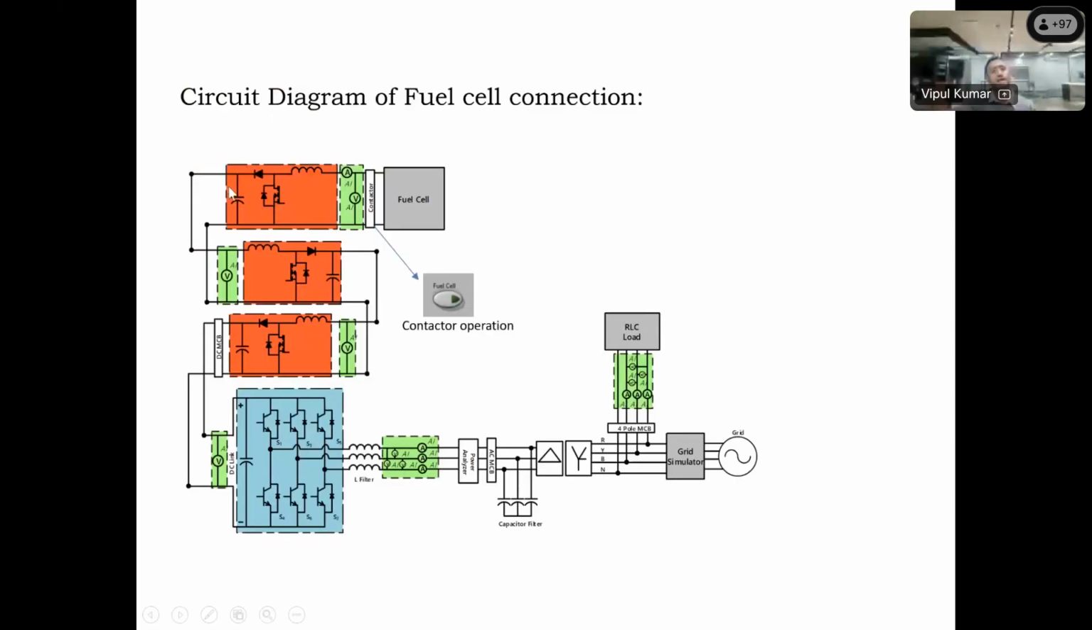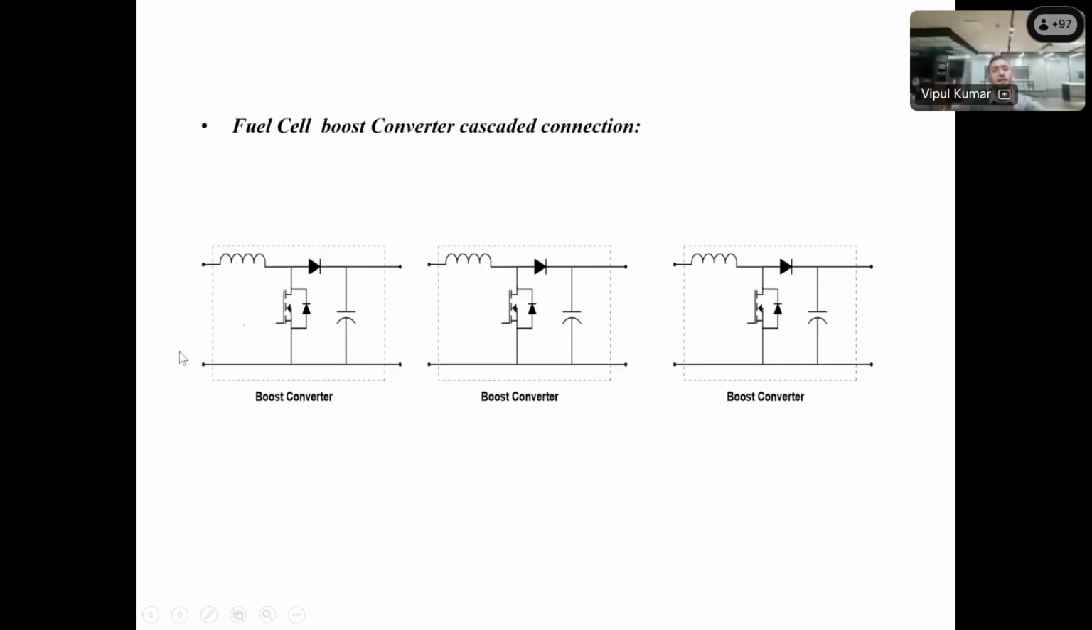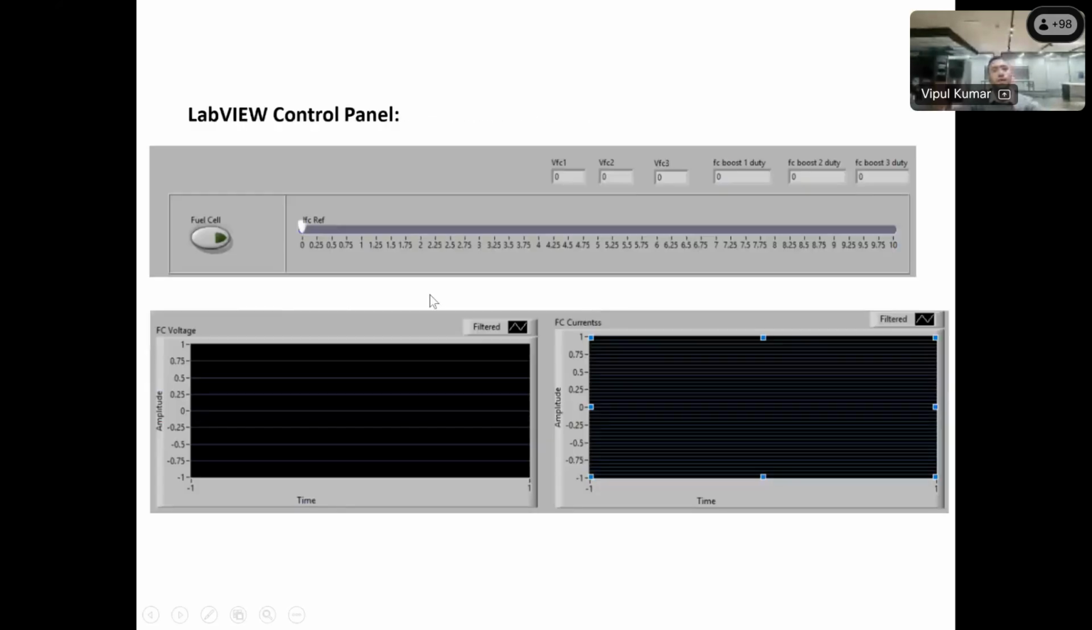So you can see this is the cascade 3 boost converter in red color. Everywhere we have put voltage sensors, and that cascade 3 converter is connected to the grid through an inverter. This is the cascade boost converter for fuel cell control. So whatever amount of current you want to give, like 1 to 10 ampere, if you turn on the fuel cell and set the current, that current will match the reference current. Okay, and you will get the voltage and current data of the fuel cell.